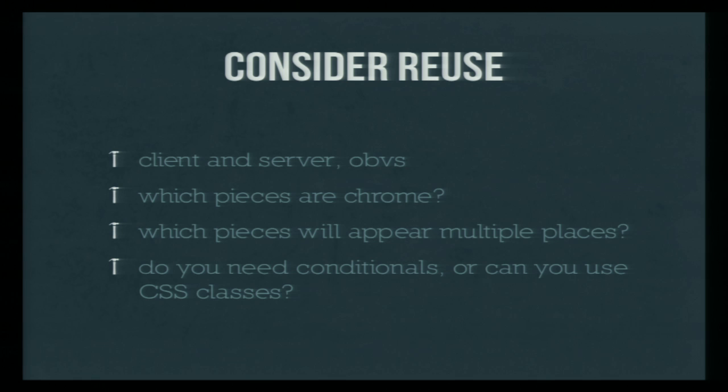You want to figure out which pieces appear in multiple places. What are those places? Obviously, it's very similar to planning your CSS in that way, that you need to take an inventory and figure out where things show up and what the differences are between them. And part of defining the differences is obviously figuring out the conditional display attributes.